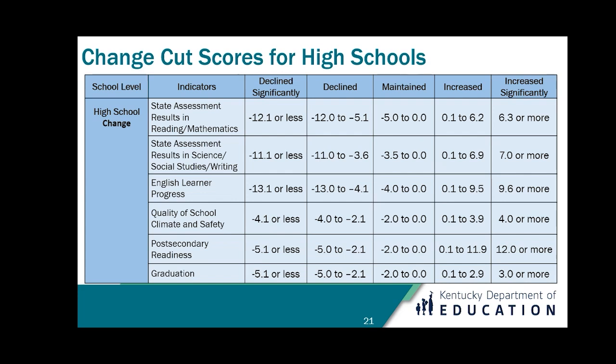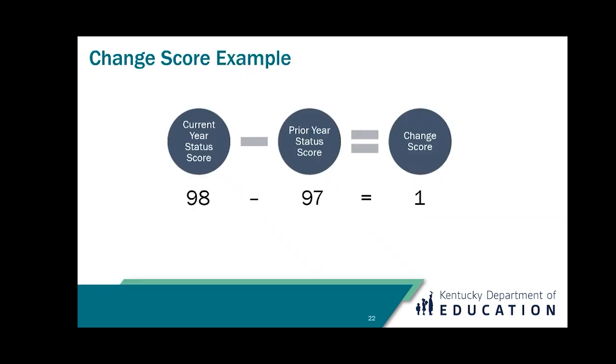The graduation rate indicator range is declined significantly, -5.1 or less, declined, -5.0 to -2.1, maintained, -2.0 to 0.0, increased, 0.1 to 2.9, and increased significantly, 3.0 or more. Like the cuts for status, the change cut scores were established in 2023 through a standard setting process and have not changed.